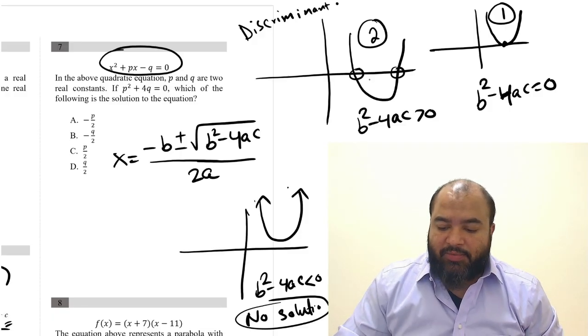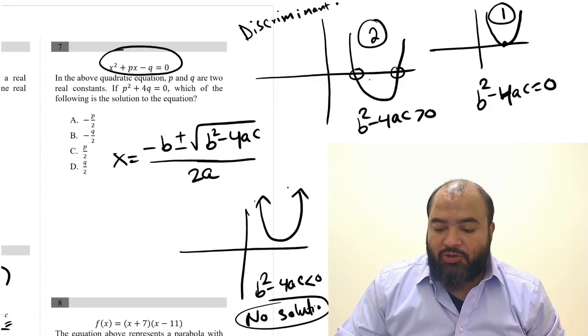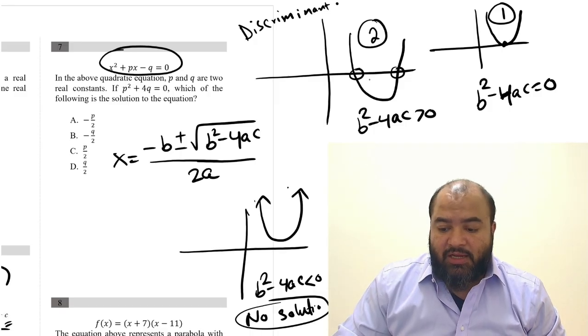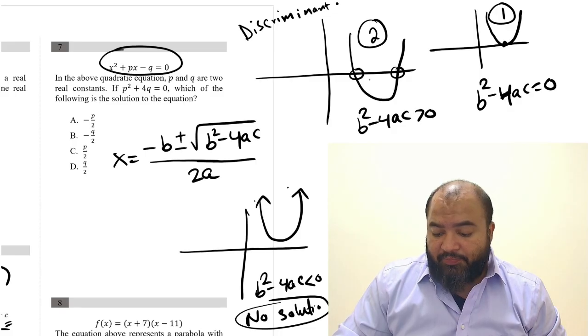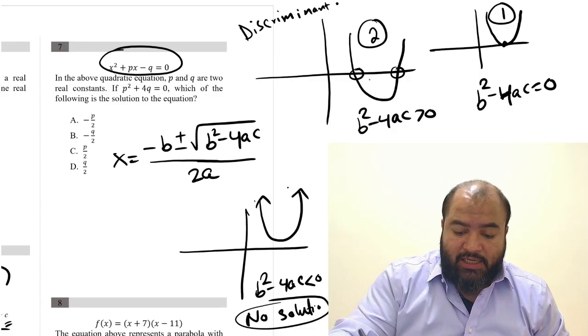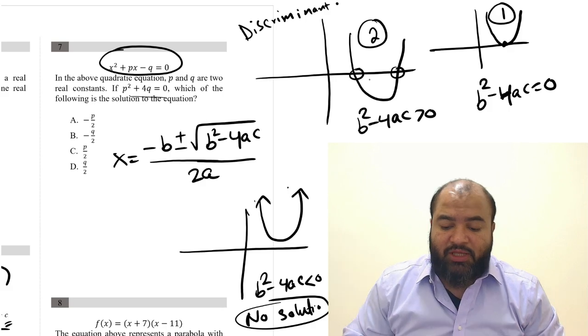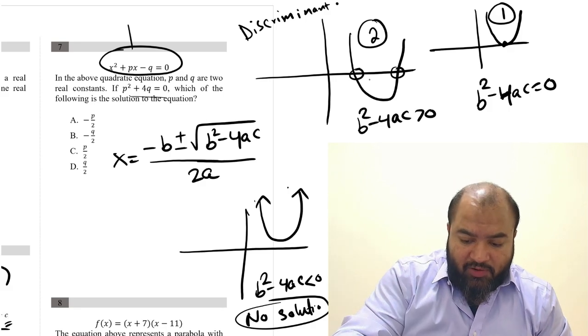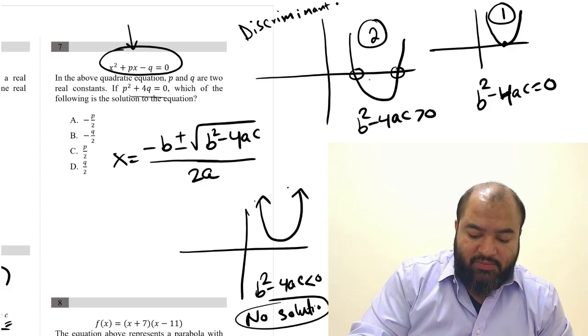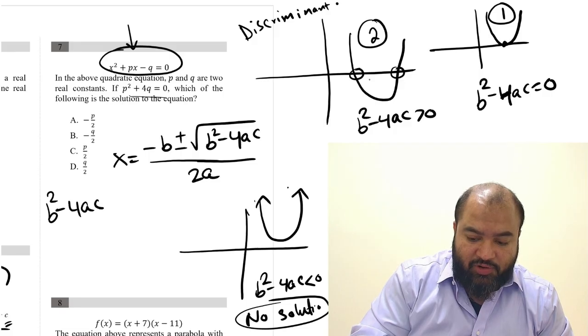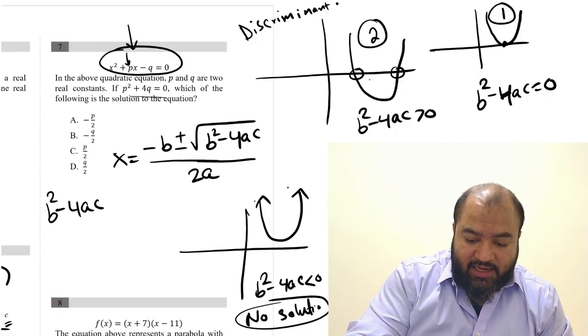So the discriminant decides how many solutions the quadratic equation has, right? Now in this case, let's go back to the question. It is saying that p and q are two real constants, so p square plus 4q equal to 0. If I were to find the discriminant of this equation, I just find out what b square minus 4ac is. Remember, b is the second value, p.